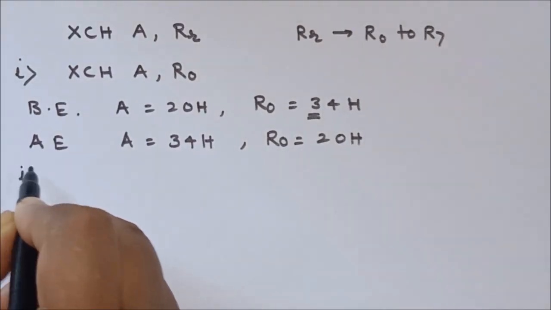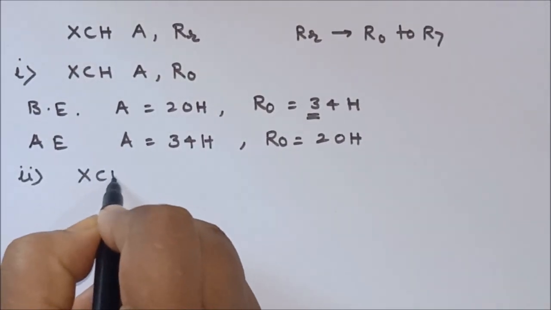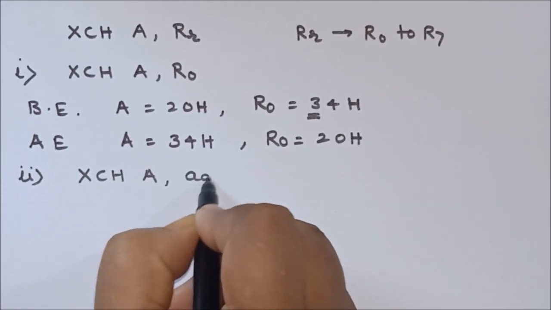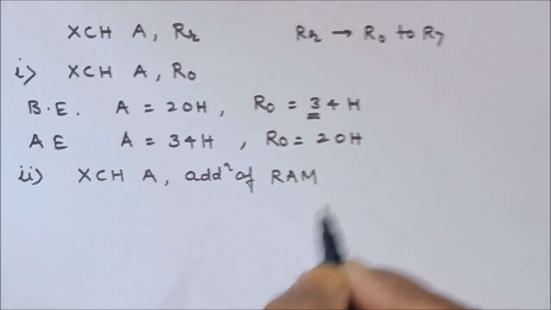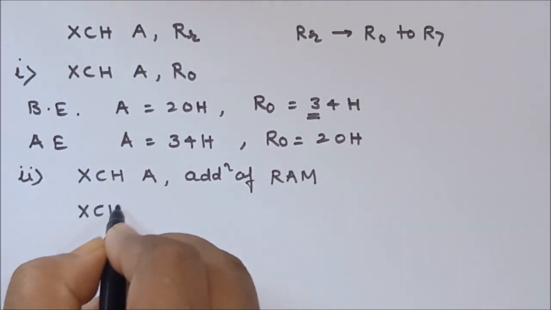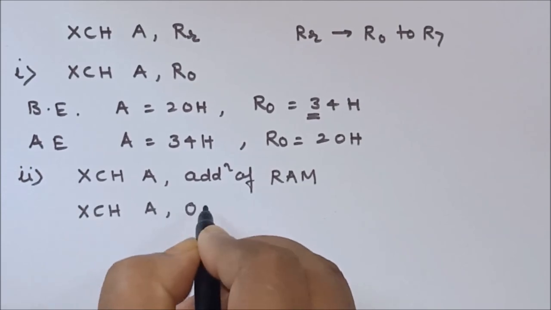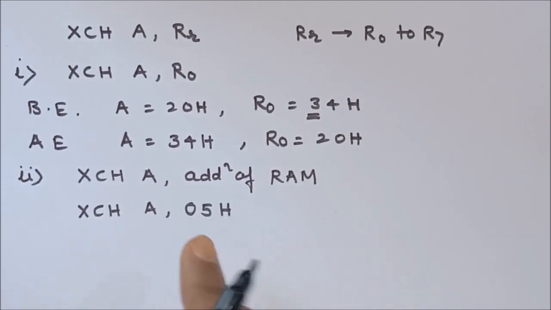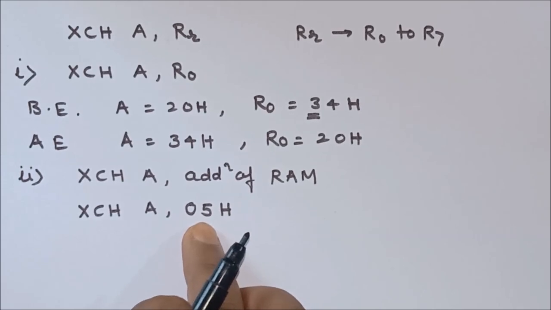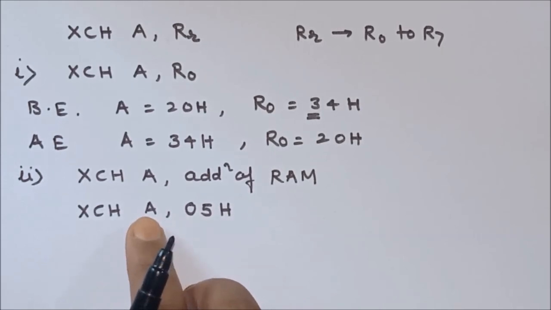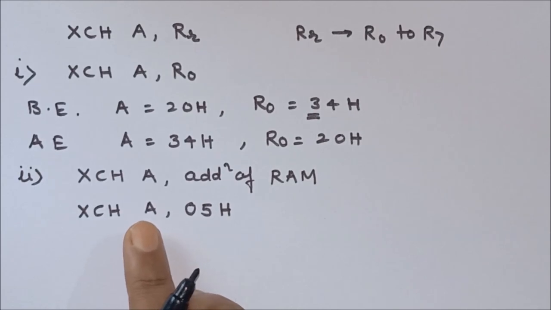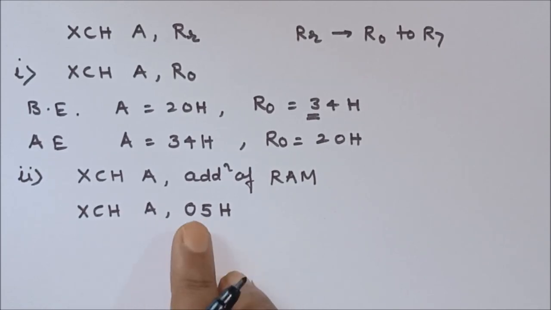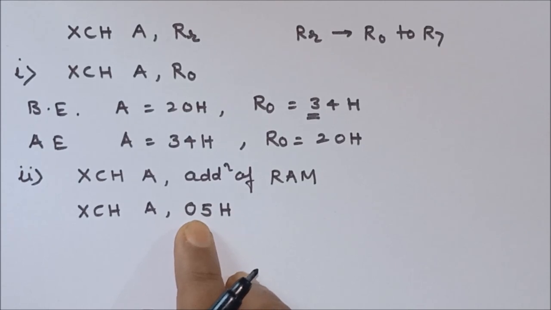We can use direct addressing mode also, that is XCH A, address of internal RAM memory. For example, I can write XCH A, 05H. So the data of memory location 05H will be stored in accumulator, and contents of accumulator will be stored at address location 05H. So we can exchange contents of accumulator and memory location whose address is given in the instruction.